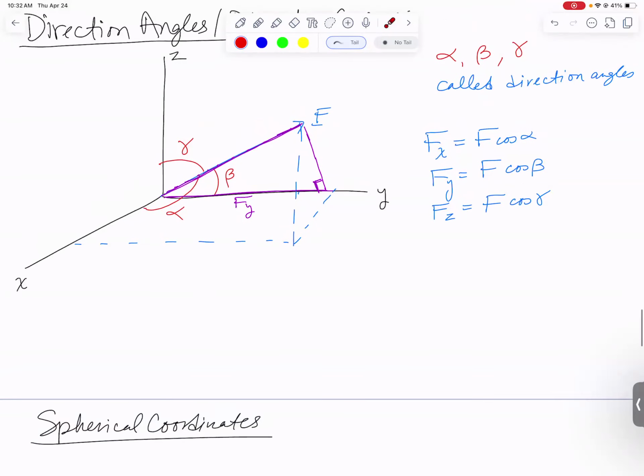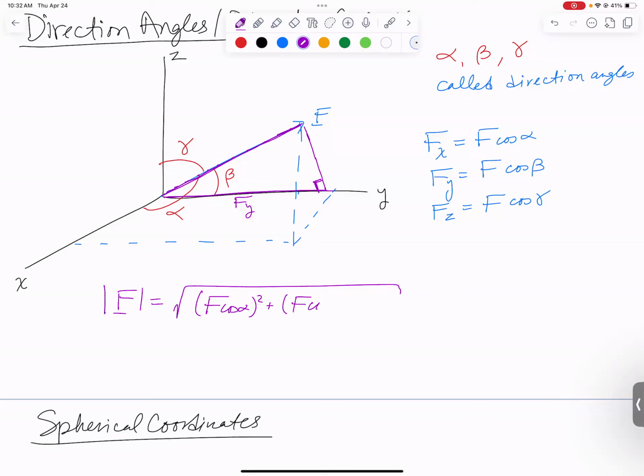And here's why. If I have a force vector F that has been written in terms of its direction cosines, let's go find the magnitude of that F. The magnitude of F will be the square root of fx squared, that's f cosine alpha squared, plus fy squared, that's f cosine beta squared, plus fz squared, that's f cosine gamma squared. All right, let's simplify that. We know that has to equal f, but let's actually simplify the math.